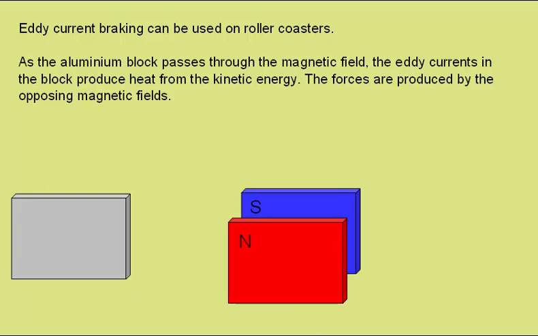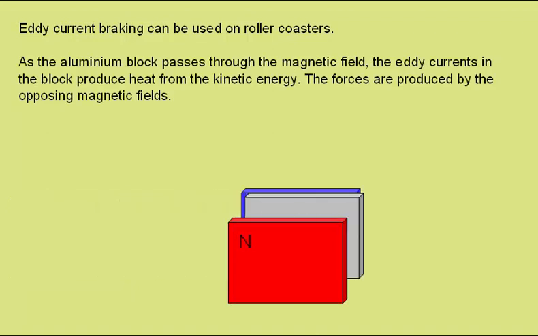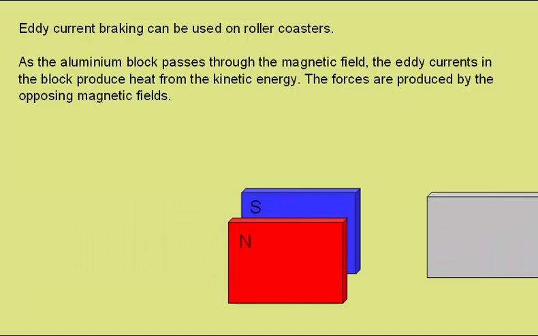As the aluminium block passes through the magnetic field, like this, the eddy currents within the block will produce heat from the kinetic energy. The forces which cause the slowing are produced by opposing magnetic fields. Lenz's law tells us that the magnetic field produced by the eddy current within the aluminium block will be in the opposite direction to the magnetic field due to the permanent magnets.